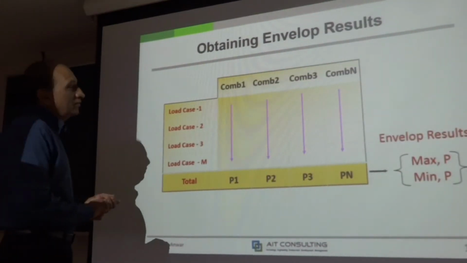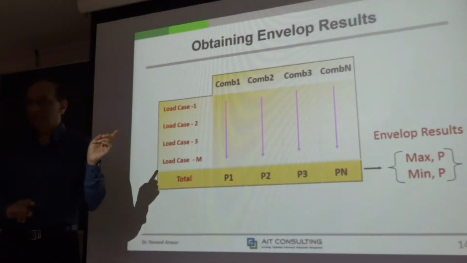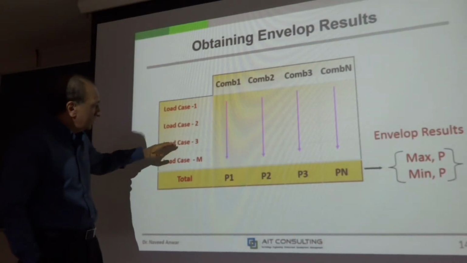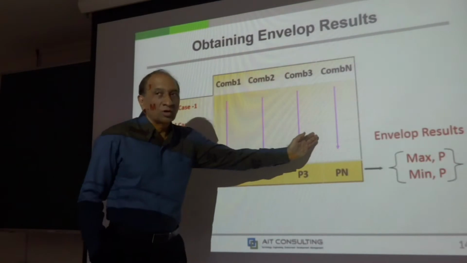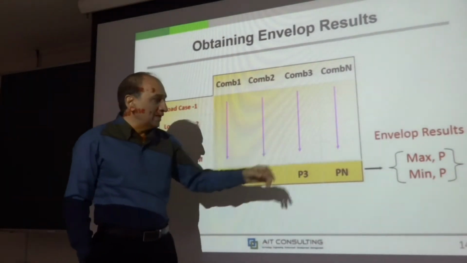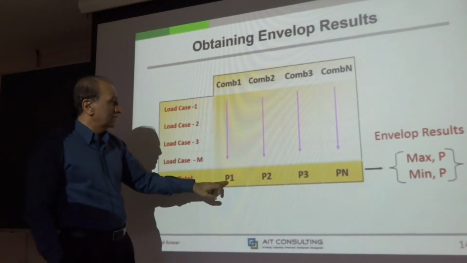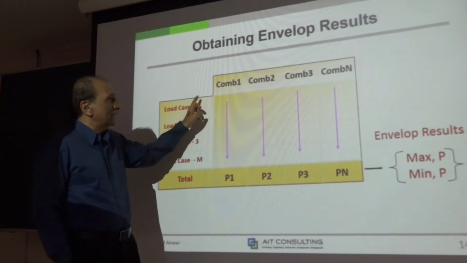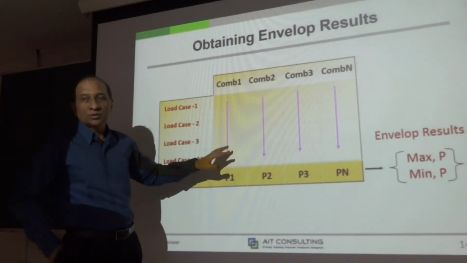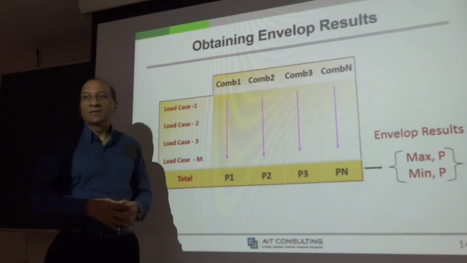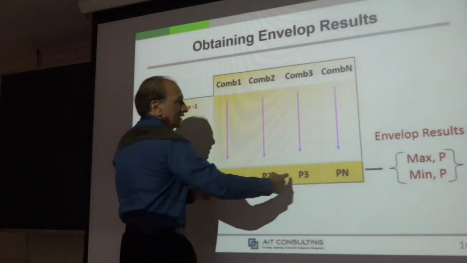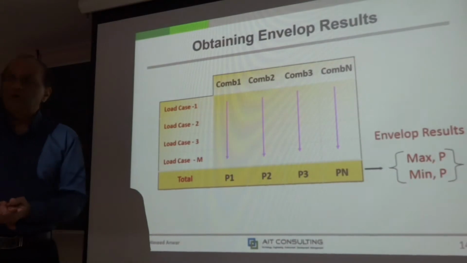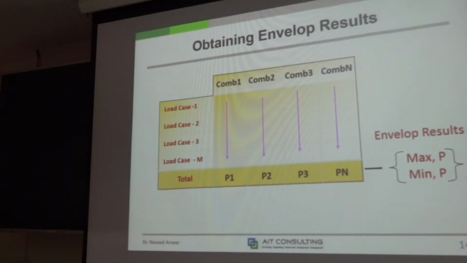Now comes the problem of the envelope. I think I showed this result last time, so you remember a little bit: if there is load case 1, load case 2, load case 3, there are m load cases and n load combinations of them, so there is a whole matrix. Out of that we could find the total by multiplying each load case by the corresponding load factor and then adding them together. So that horizontal equation becomes a column in this table. From this, we can find the maximum P and minimum P, and that will become our envelope, right?